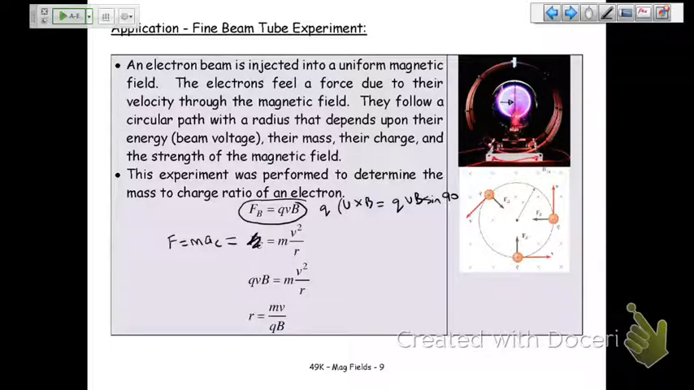So put these two equal: QV cross B. QVB is equal to mv squared over r. One of the v's cancels, so the radius of this is equal to mv over qB. And we'll do that as a lab.